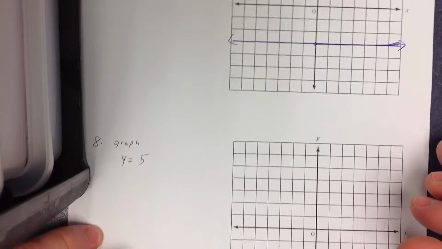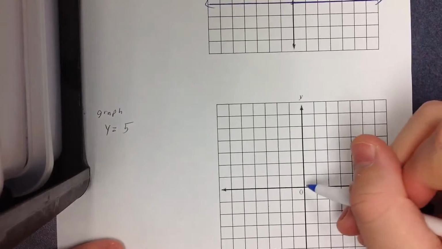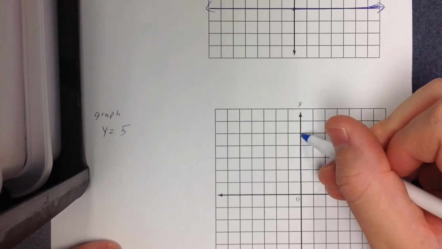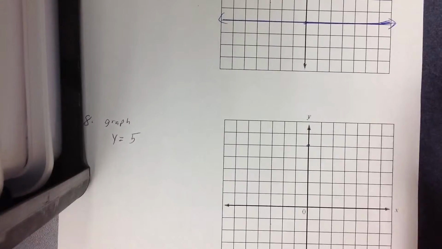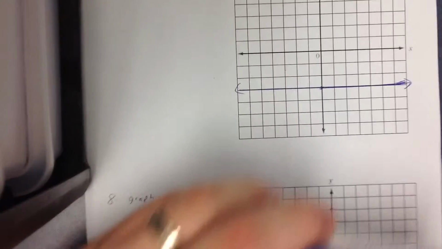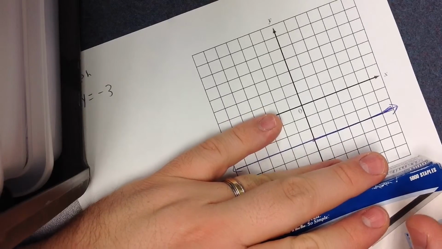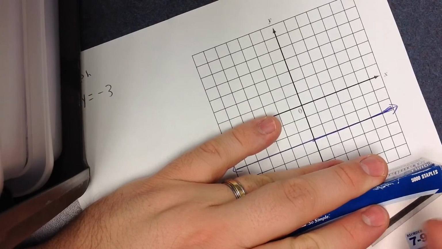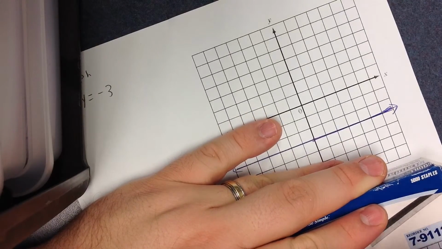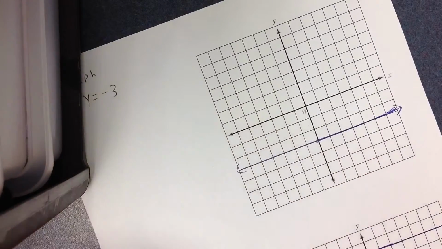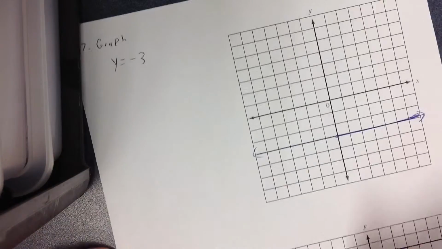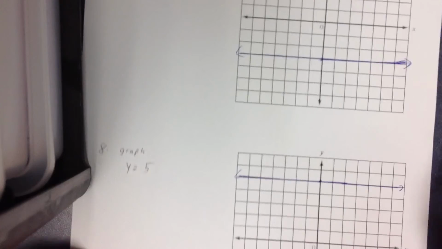On the last one, if I want to graph y equals 5, again, I know it's horizontal, so I go up to 5 on the y-axis, and then I draw my line straight across. So that would be y equals 5.